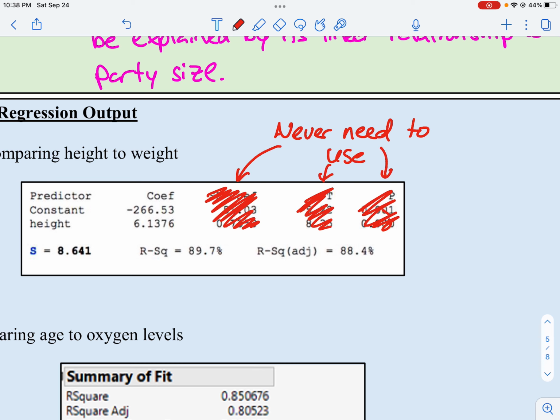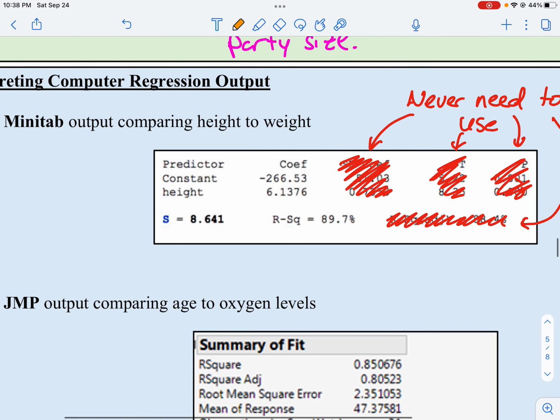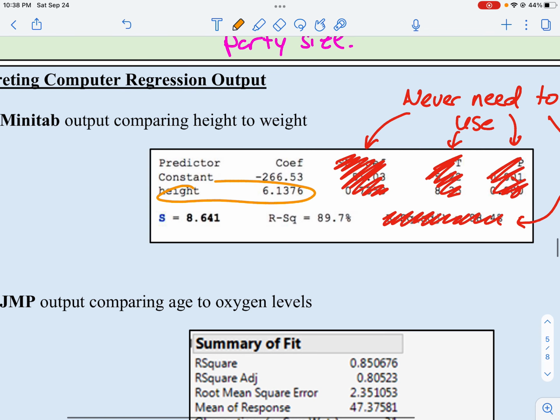Okay. It's not within the scope of our course, so you will never need to use those. Same thing with the R squared adjusted. So when we narrow down what other information we have, we've got this constant, we've got this height, we've got this S equals, and we've got this R squared equals. So let's just start with some of the easier ones.